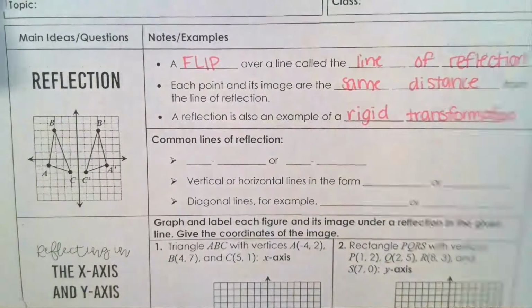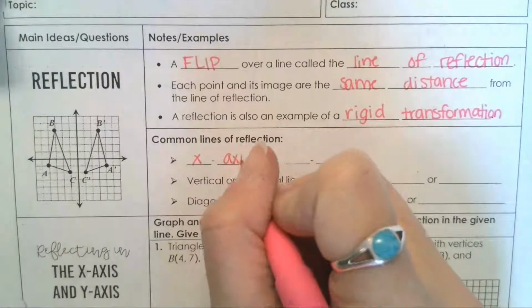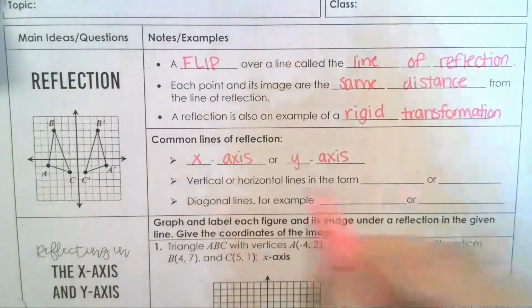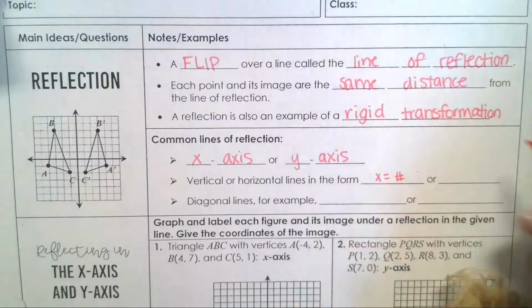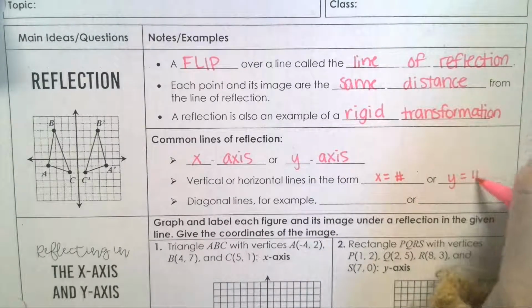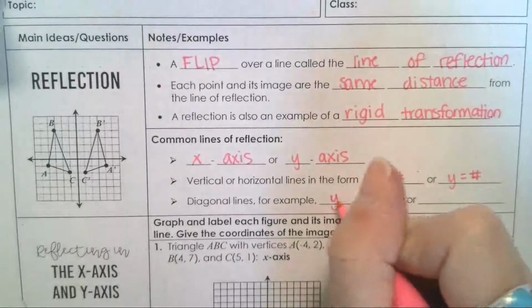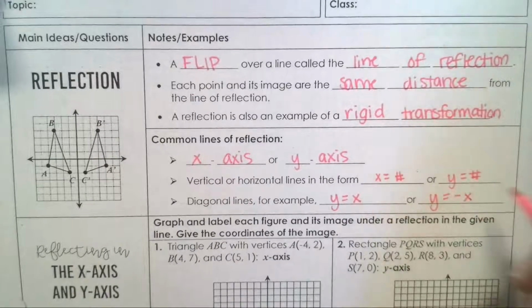So some common lines of reflection are going to be the x-axis or the y-axis. We have vertical or horizontal lines in the form of x equals a number is going to be our vertical line, or y equals a number is our horizontal line. And then diagonal lines, for example, we're going to look at y equals x or y equals negative x.